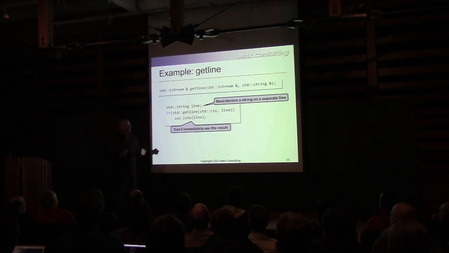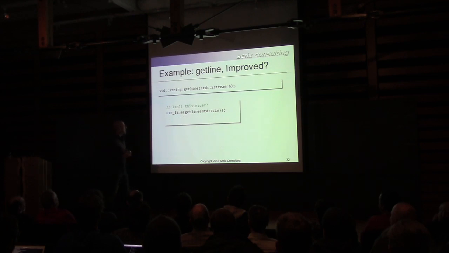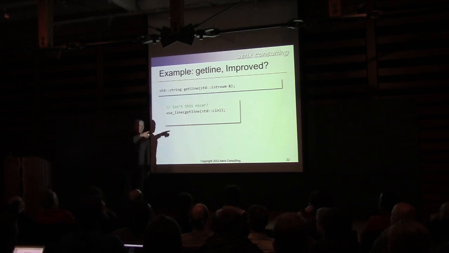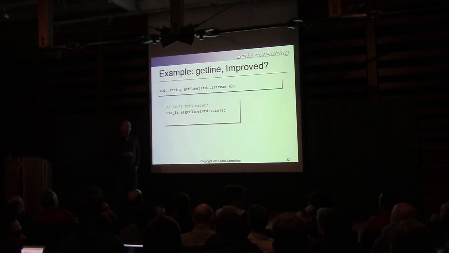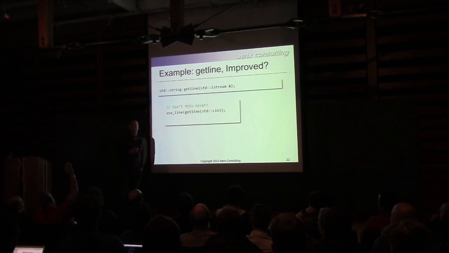Wouldn't it be great if getLine returned a line? Imagine getLine returns a line. I could just get a line and use it, right? I don't have to declare a variable. That's pretty nice, right? Anybody see a problem with this? Well, you cannot check whether it failed. Okay, you can't check whether it failed. That's like the brain dead reason. There's another reason.